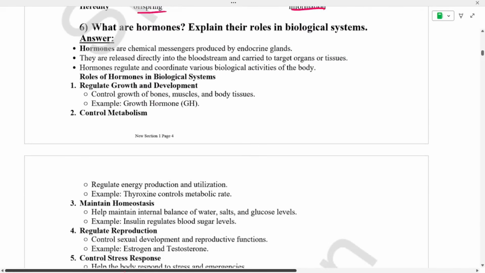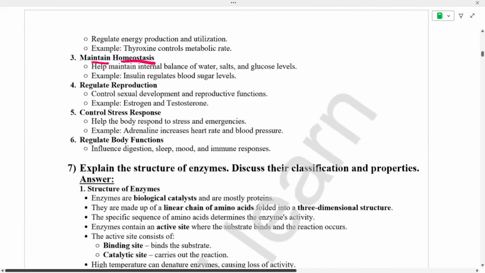Next is about the hormones. Hormones are chemical messengers produced by endocrine glands. They are released directly into the bloodstream and carried to target organs or tissues. Hormones regulate and coordinate various biological activities of the body: regulate growth and development, control metabolism, maintain homeostasis, regulate reproduction, control stress response and regulate body functions.